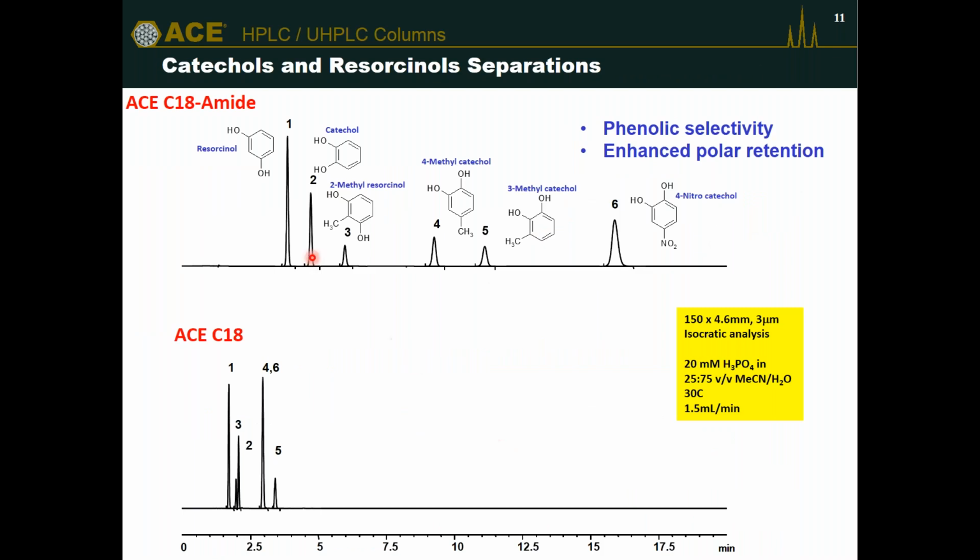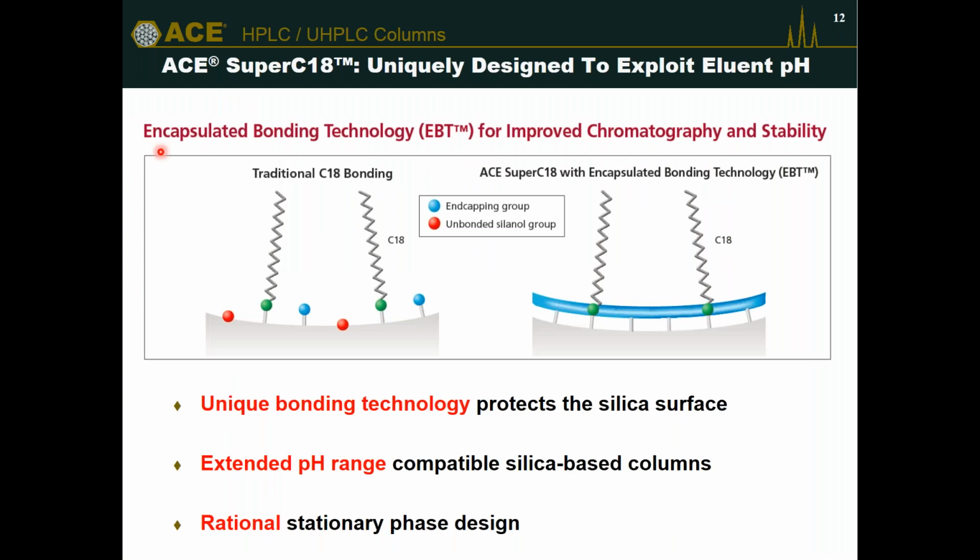And this is a good example which shows under the same conditions a separation of these small polar polyhydroxy compounds and polyhydroxy aromatics on a standard C18, where they are eluting near the solvent front and co-eluting together. Under the same conditions with the C18 amide, we have a very different separation, different mechanisms of interaction, and we get a very nice resolution of all the components in our sample.